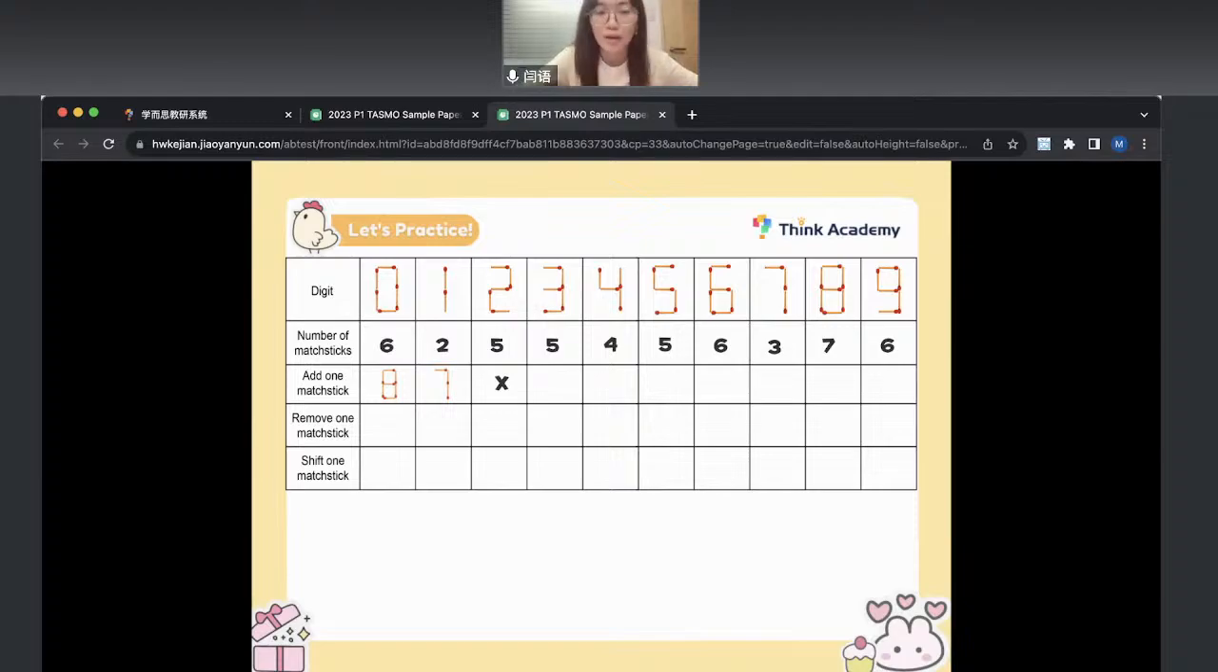Okay, correct. Good job. So that is 9, right? Okay, and the next one, move on to 4. Think about it. For digit 4, if I want to add one more matchstick, which digit can we get? Which digit? 9, are you sure? Pay more attention to the digit of 9, okay?